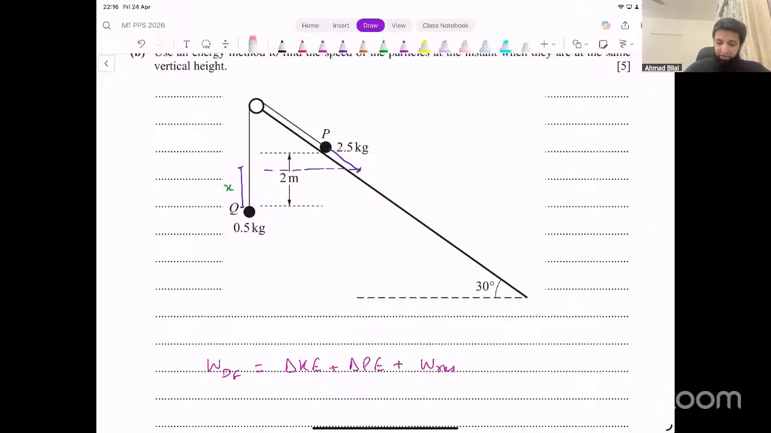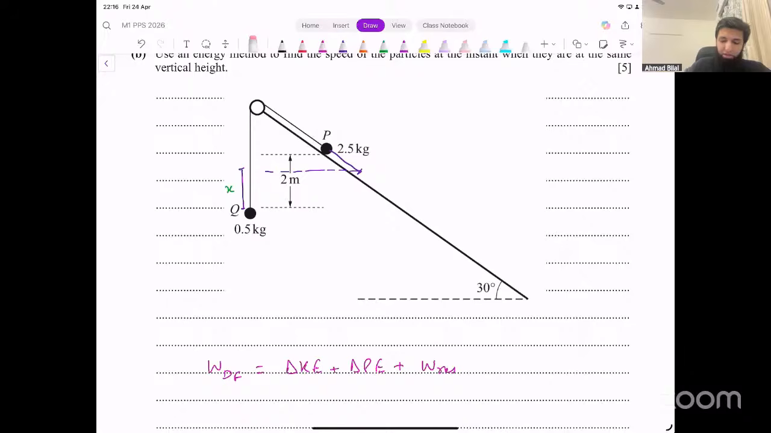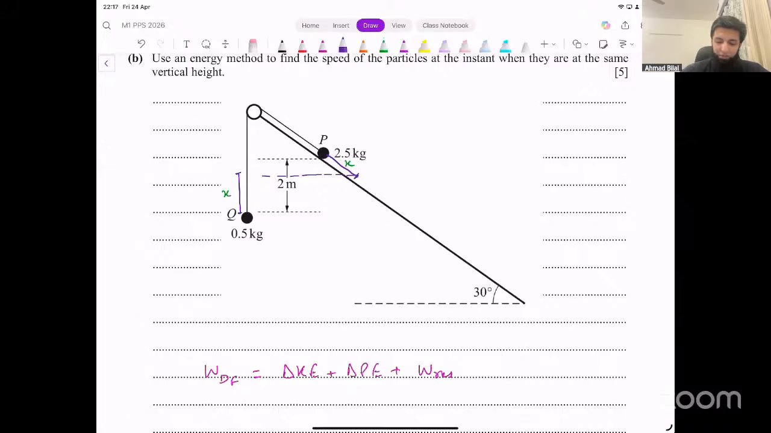So let's find how much distance Q moves in the upwards direction and P moves in that direction. Let's call this distance X. Then this would also be X, right? Whatever distance Q moves in the upwards direction, that will be the same distance that P moves down the plane. What about the change in vertical height for P? What would that be? Change in the vertical height of P.